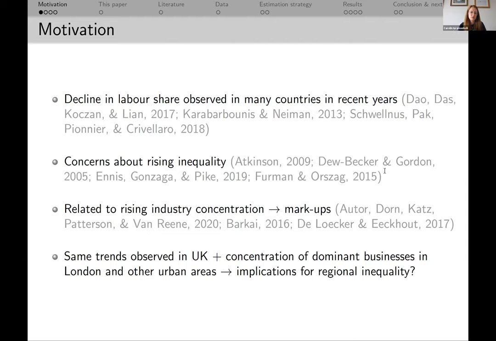There's a wide range of reasons why the labor share might be declining. And one that's become popular is the rise of industry concentration. I'm going to go into more detail on the mechanism later, but basically if industry concentration is increasing, that allows firms to charge a markup over their marginal cost, and that markup is not necessarily shared with workers. So that increases profits for the firms, and those profits are going to the owners of capital, but not to the workers. So then the labor share declines. And as I'm going to show you now, these are exactly the trends that we're also observing in the UK. And I think there might be an interesting regional dimension to this.